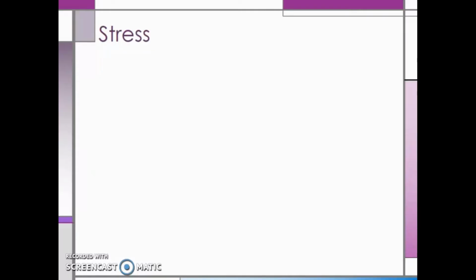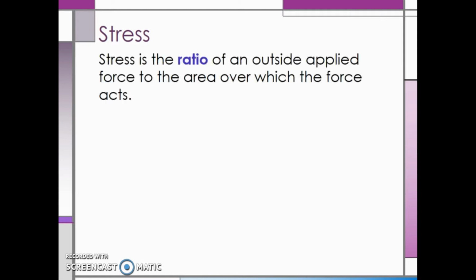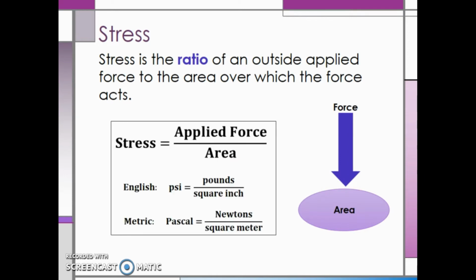In the previous video, we discussed most of the properties of solids. Before we discuss the seventh property of solids, we are going to talk about stress. Stress is the ratio of an outside applied force to the area over which the force acts. Our equation for stress is applied force divided by area.